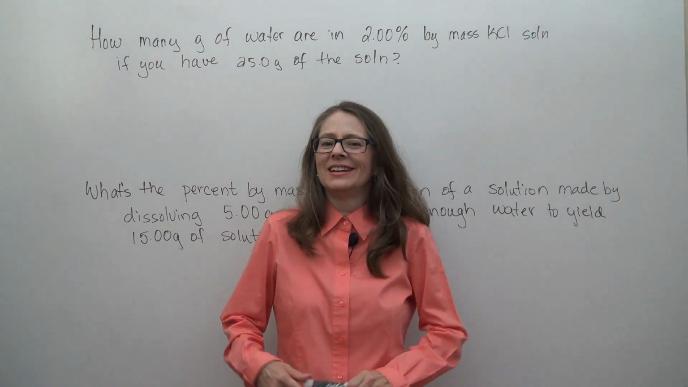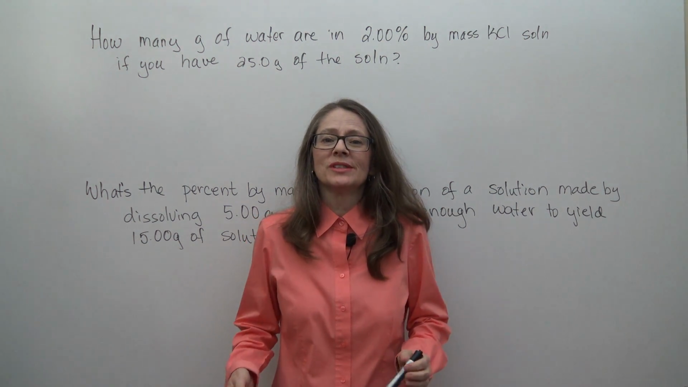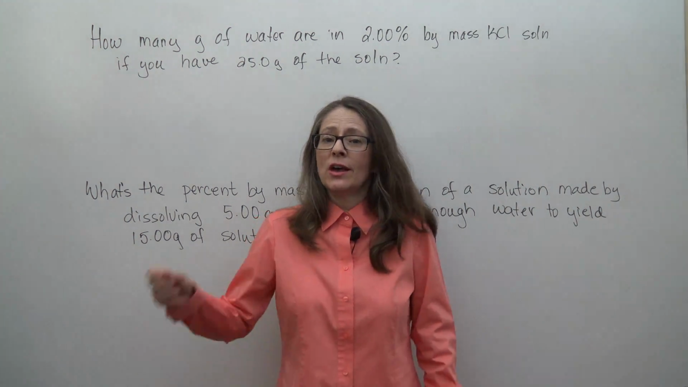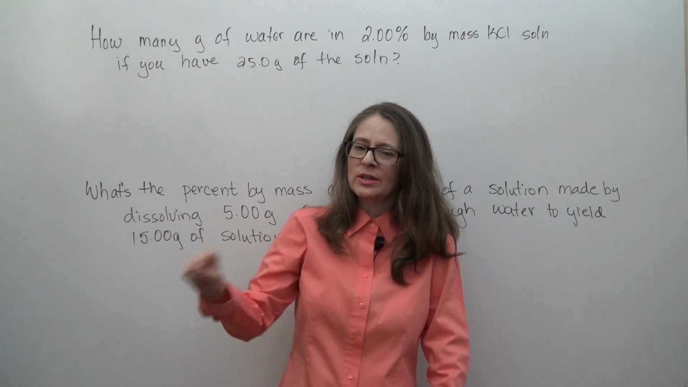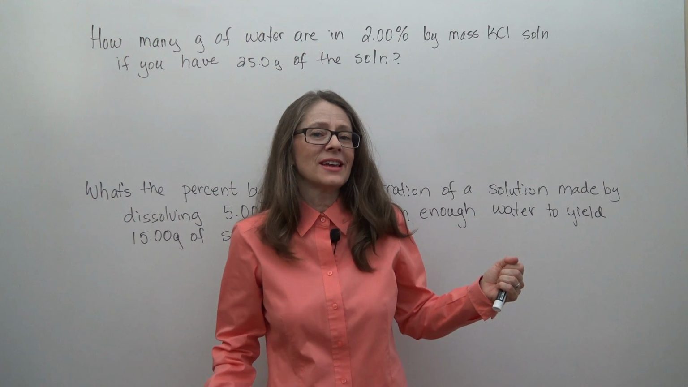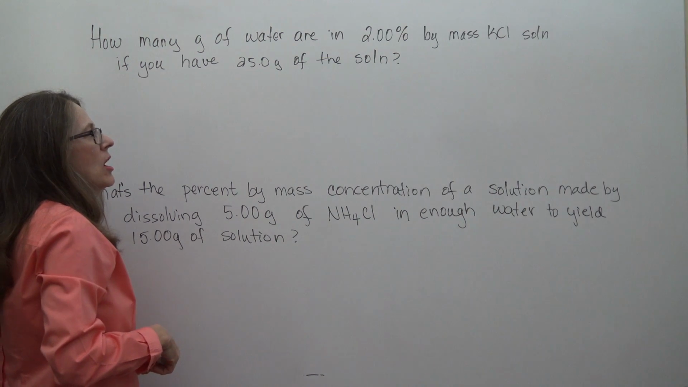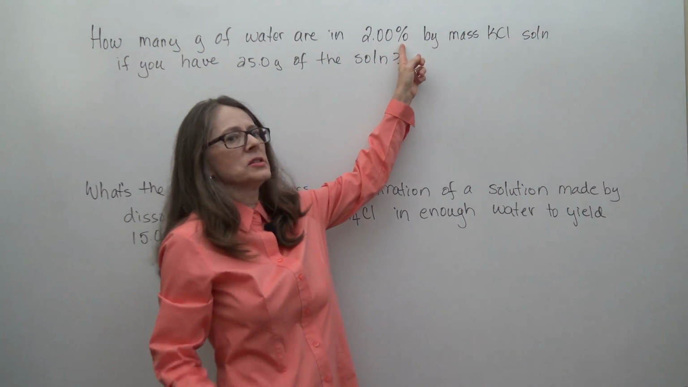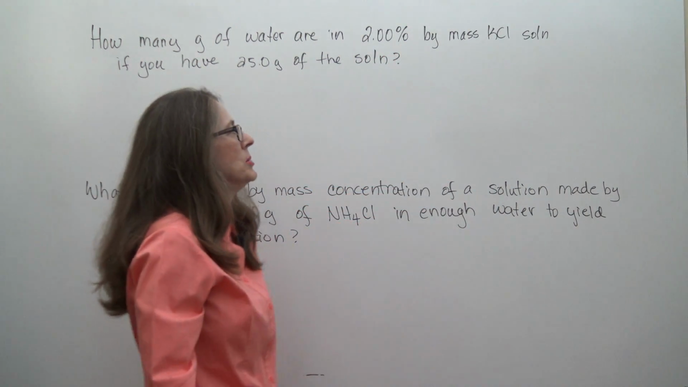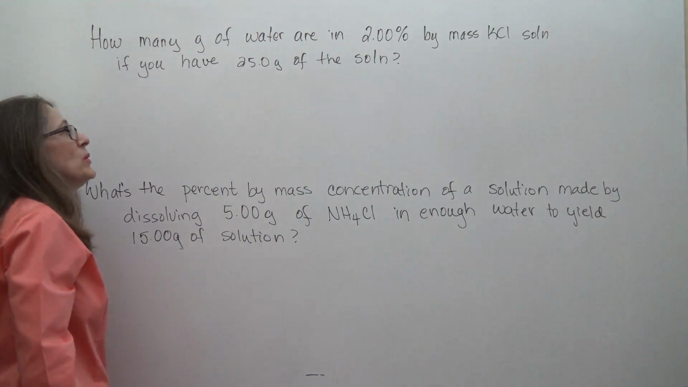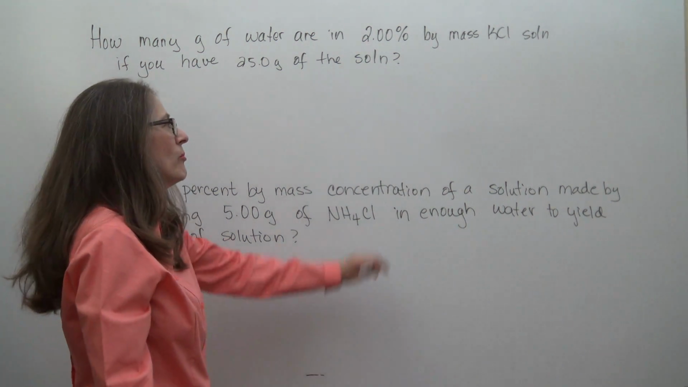Everyone, welcome back. Let's continue to practice with percent by mass calculations. You're either going to be given it and you have to use it as a conversion factor, or you're going to be asked to calculate it. How many grams of water are in 2% by mass potassium chloride solution if you have 25 grams of the solution?